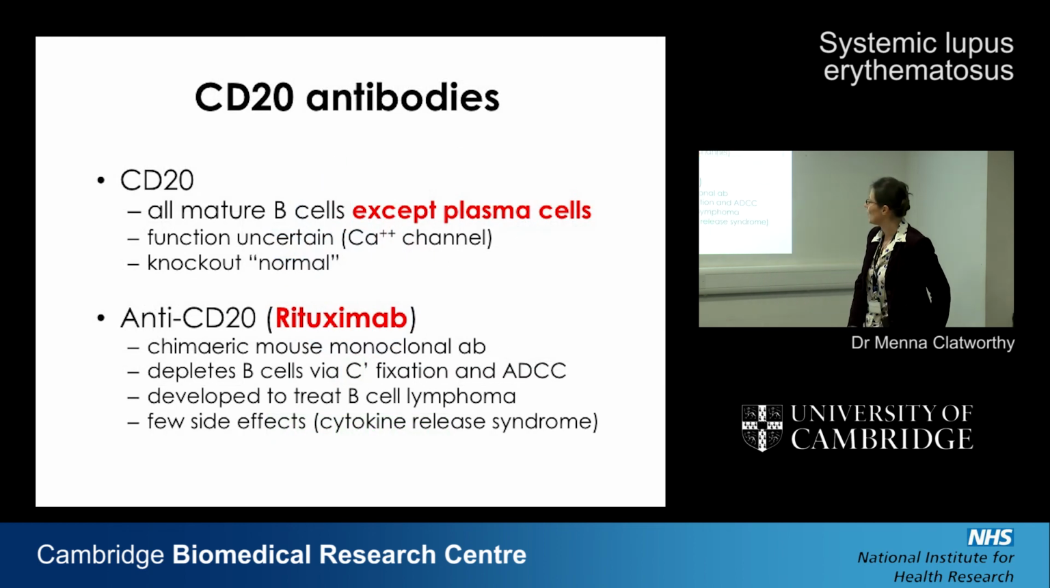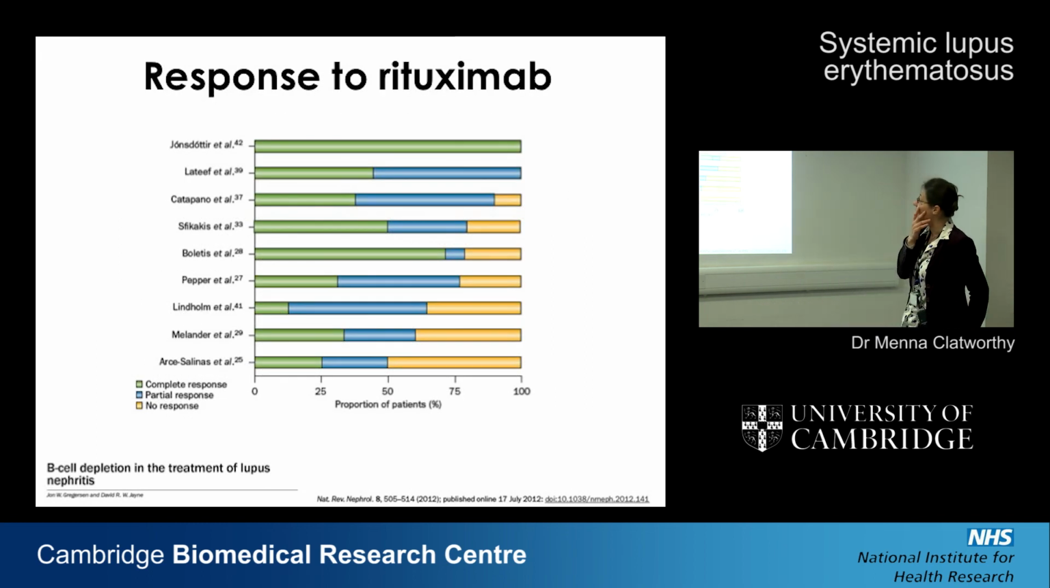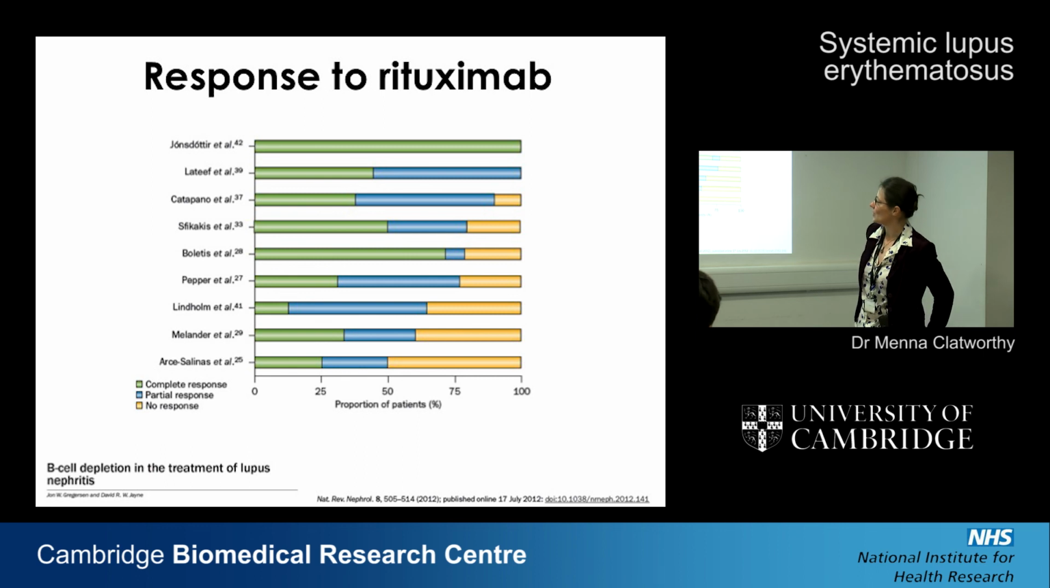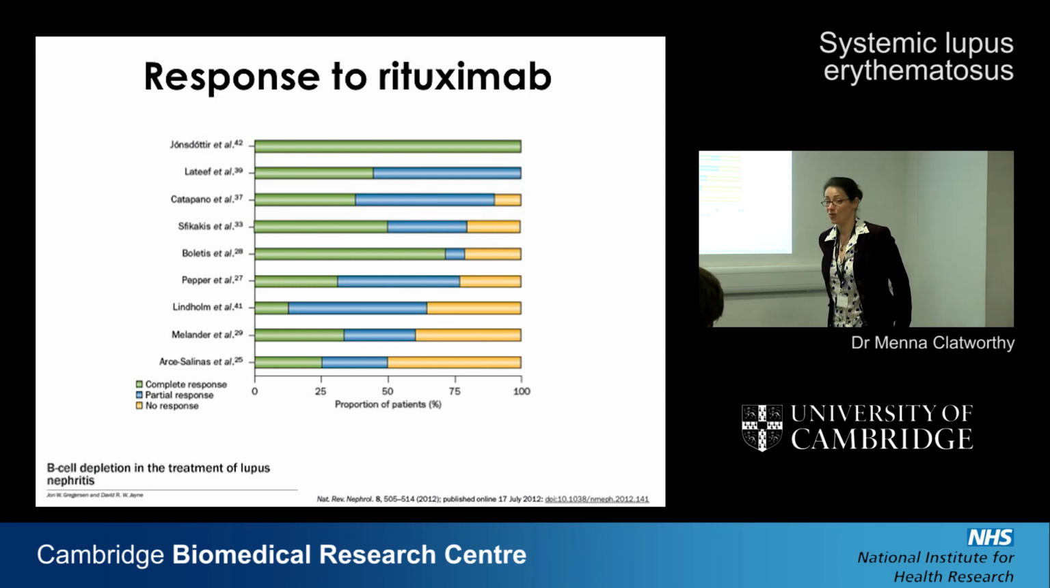So this is a summary of all the studies that have used B cell depletion in lupus nephritis. And the summary is that it's extremely effective, more effective than the things we've had previously at treating lupus nephritis. So complete response is shown in the green blocks. There was a randomized controlled trial to use rituximab which didn't show statistical significance, so a phase 3 trial, which is a bit sad for the people that had organised it.